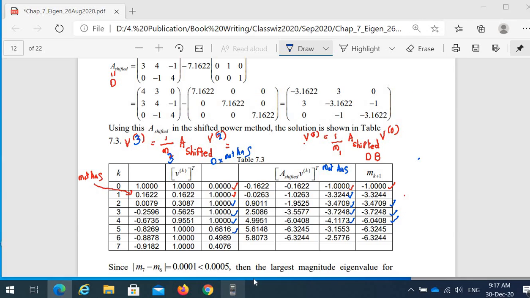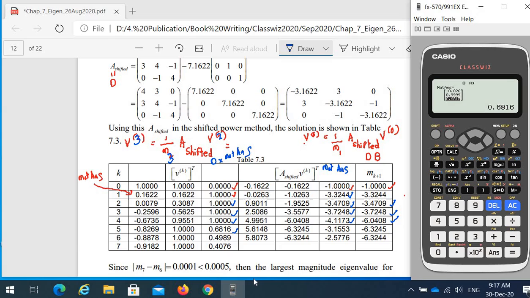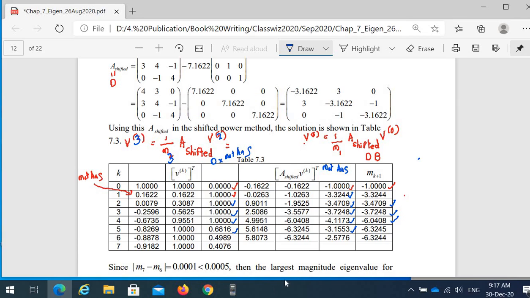To calculate A shifted V number 5, A shifted is stored in D. Okay, so D multiply. Okay, this value is stored in max answer. So you get 5.6148, negative 6.3245, negative 3.1553. Correct. So the largest magnitude here, negative 6.3245.